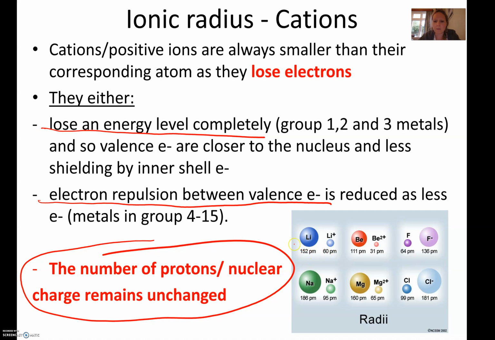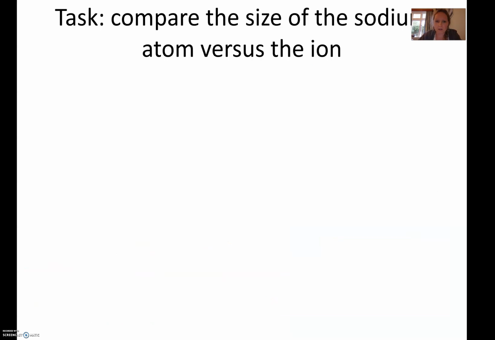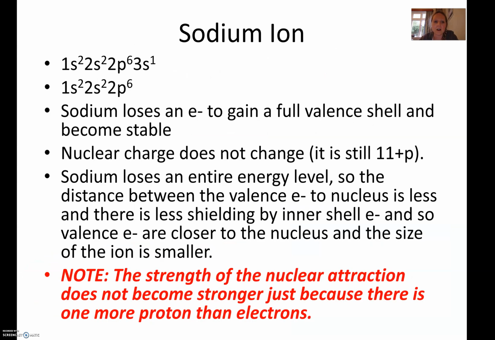So this is comparing atoms and positive ions on this side. The positive ion for lithium is much smaller than the lithium atom. Same for sodium compared to the atom, same for magnesium and beryllium. Okay, so let's have a look at an example. Compare the size of sodium atom versus the ion.